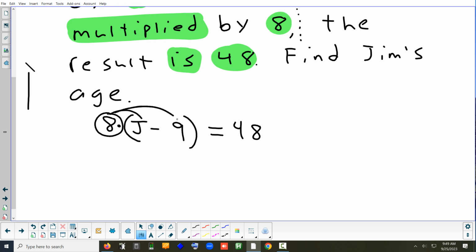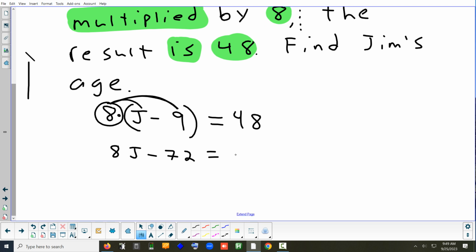Distribute. Yep, distribute out that 8. So what's 8 times J? 8J. Yep, 8J and then 8 times negative 9, negative 72. Equals, and what's on the other side still? 48. Okay, and we've got two steps left to get J by itself. What would be the next step? Plus 72. Perfect, I'm going to add 72.